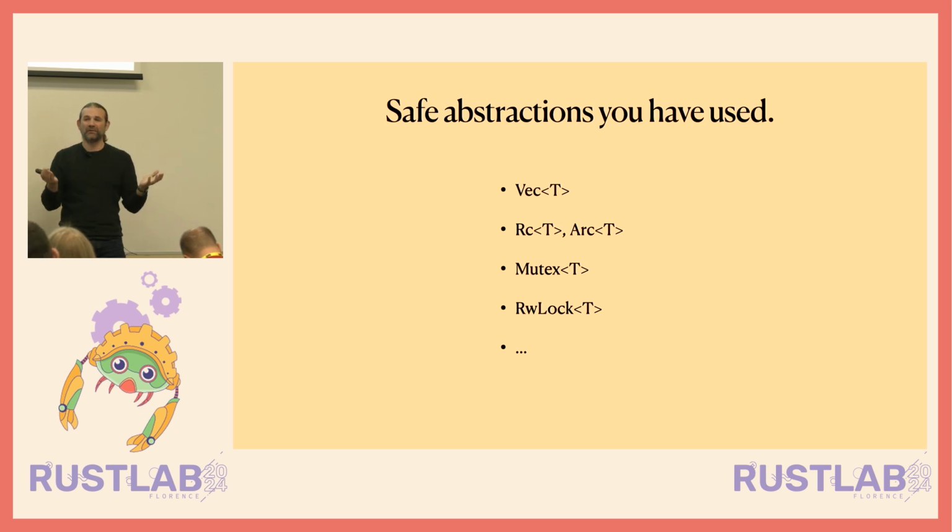Or if you use a string, it can be represented as a vector of characters. And if you open up the string implementation in Rust, it's exactly that. It's a vector of characters. Of course, this uses some unsafe code underneath, somewhere deep in the call graph.